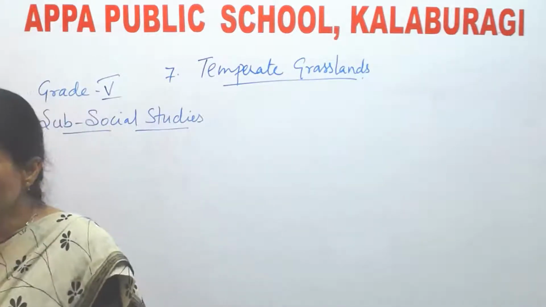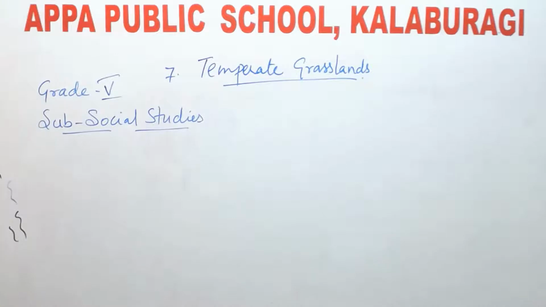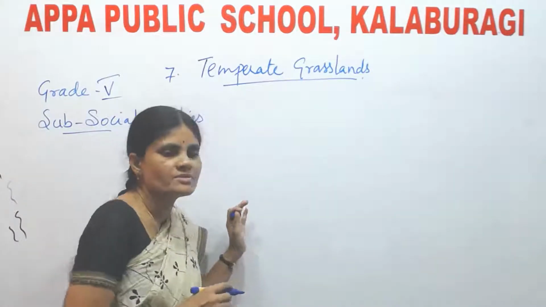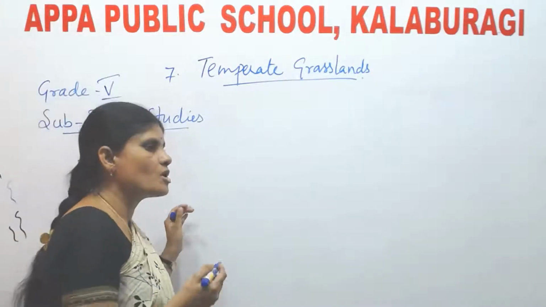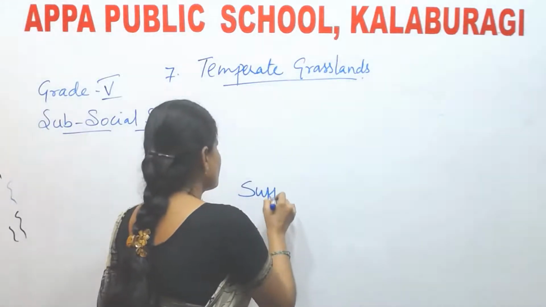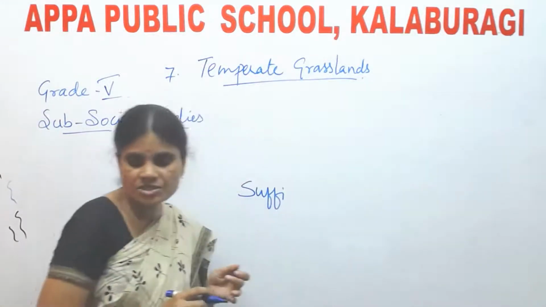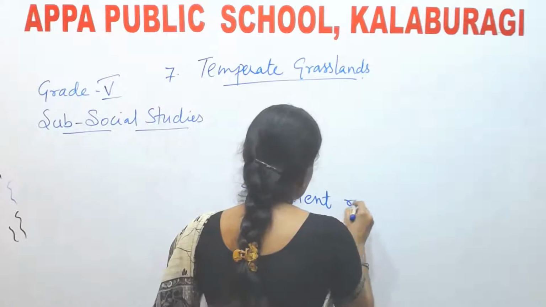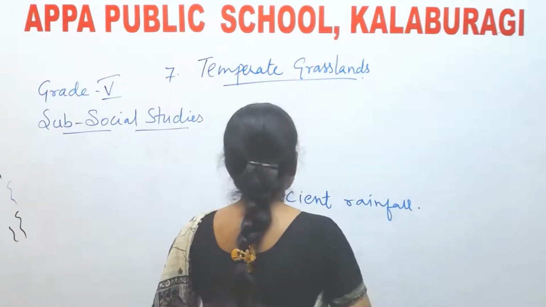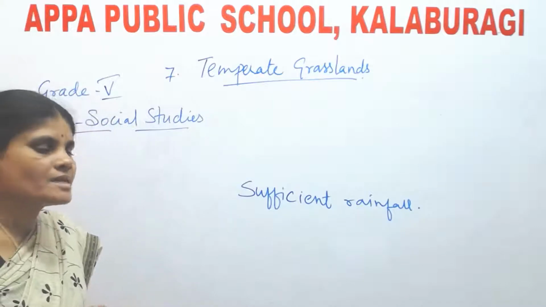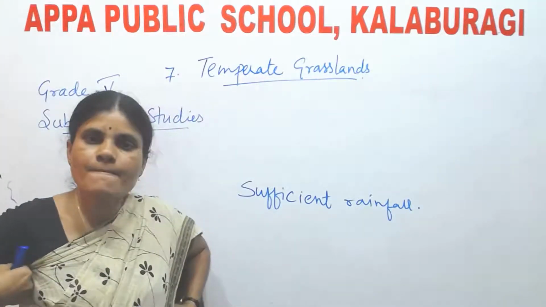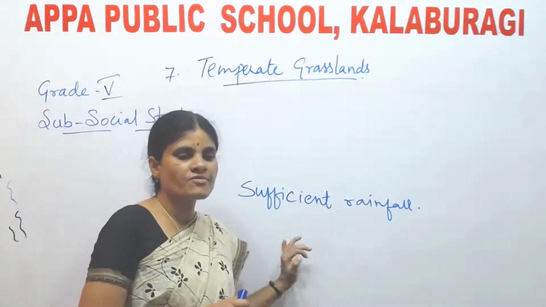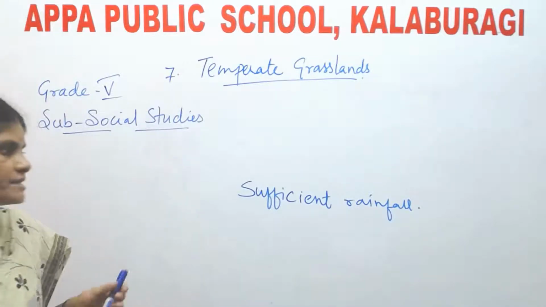Now, next, how is the rainfall here? What type of rainfall do the grasslands in the southern hemisphere experience? They experience sufficient rainfall. Here, the grasslands in the northern hemisphere experience a little rainfall, but the grasslands in the southern hemisphere experience sufficient rainfall. Understood? Now let us see vegetation.